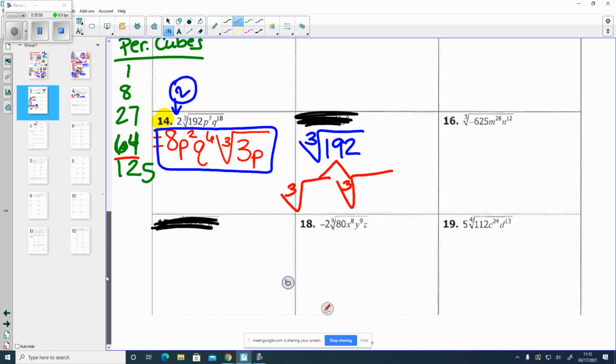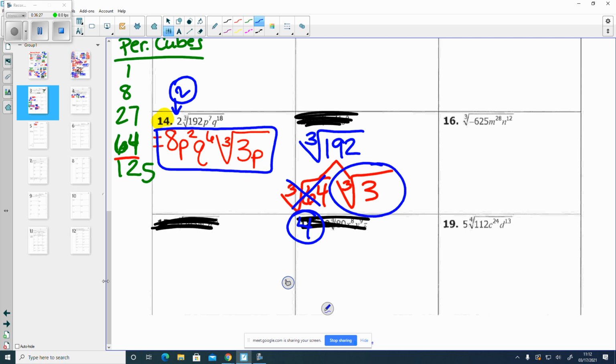So 64 times 3. But the 64 is perfect, so it's going to change to what? 4, right? So this will be 4. We're going to save that one. This one can't go any further, but we will save it. Then we've got to do the inside with that. So we have the cube root of p to the 7th.